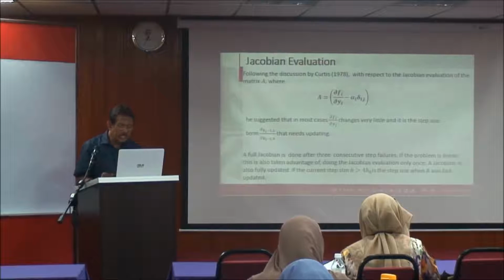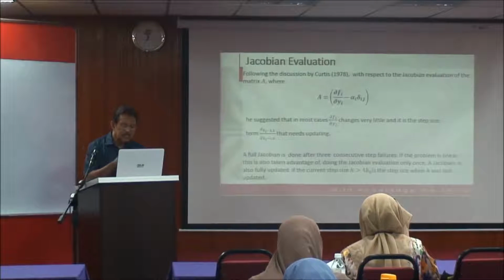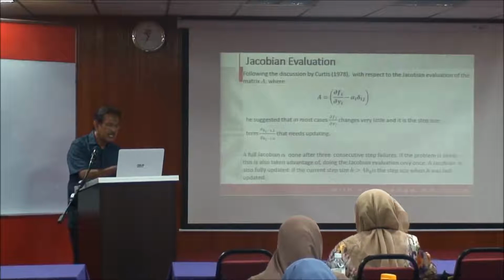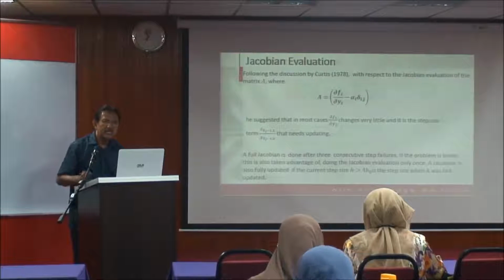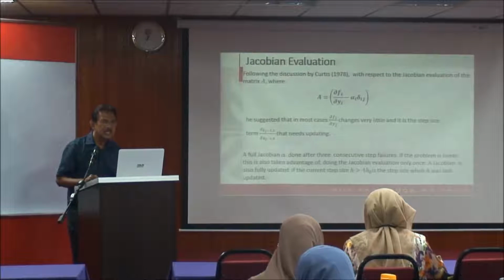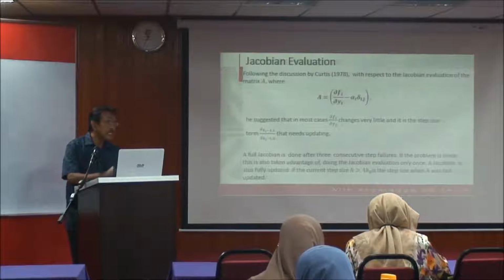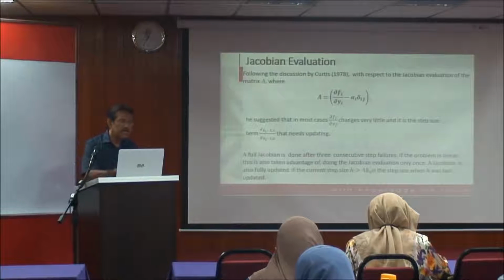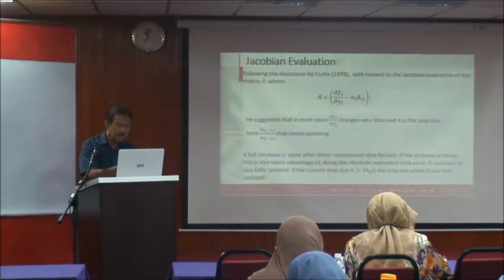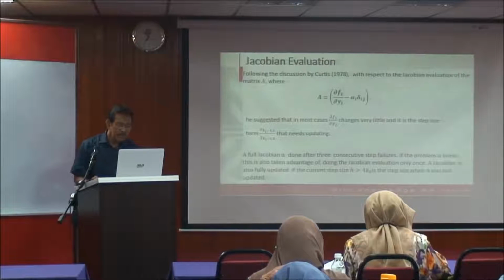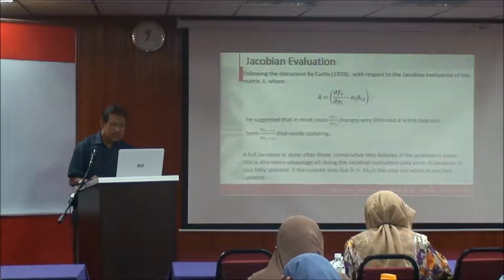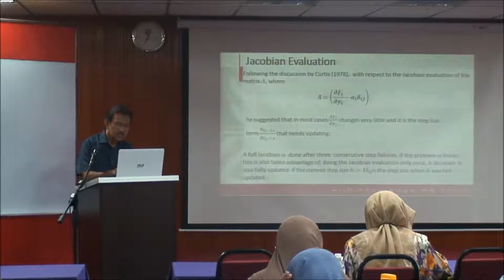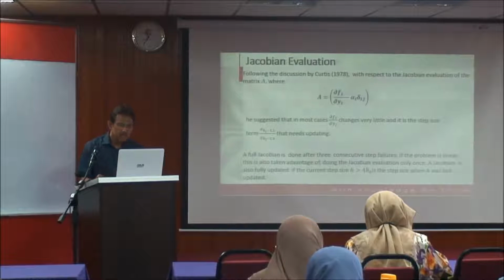Jacobian evaluation only once. A Jacobian is also fully updated if the current step size is h greater than 4h0. h0 is the step size when you first change the Jacobian, so you have to keep track of that h0. When the current step size is greater than 4 times h0, you update the Jacobian. h0 is the step size when A was last updated, so under those conditions you update.